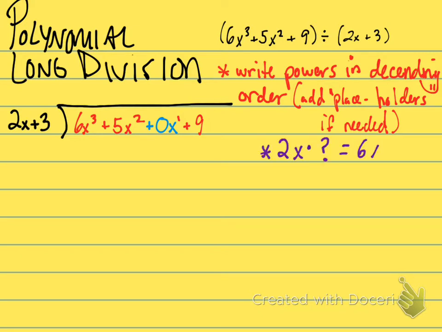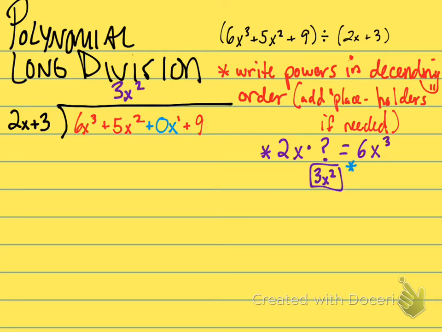Now I want to think, what can I multiply 2x by that would equal 6x cubed? And that's what's going to go here, because what I want to do is get something that I can subtract and eliminate the 6x cubed with. It's actually the same thing that the division algorithm uses. So that would have to be a 3x squared. So that's what I would multiply.